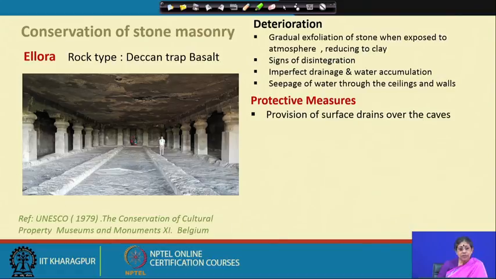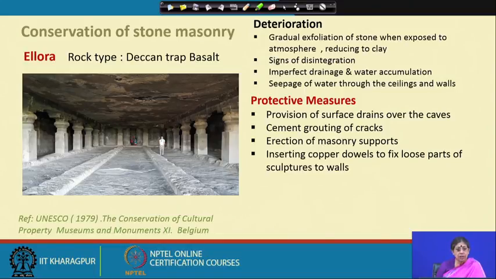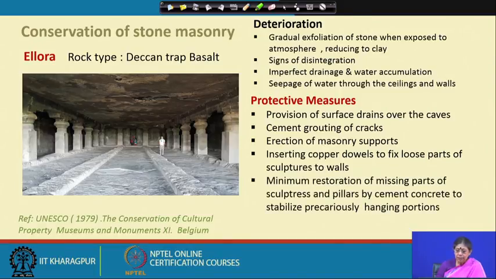The provision of surface drain. So, the drainage of the water around the caves is very important. Cement grouting of the cracks, erection of the masonry supports, and inserting coupled dowels to fix loose parts of the sculptures to the wall, almost similar to what we have seen in the elephant caves, and the minimum restoration of missing parts of the sculptures and pillars by cement concrete to stabilize precariously hanging portions. Again you see that the principle of minimum intervention was followed here. Whatever was required, it was done.